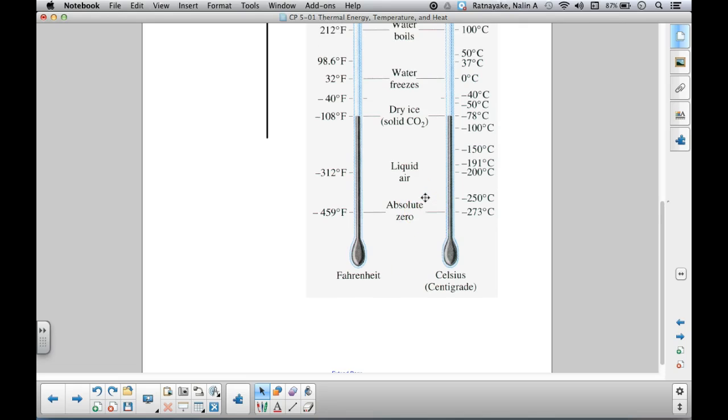And we're going to talk about absolute zero on the next slide, but this is about as cold as you can get. Not about as cold as you can get. It is as cold as you can get. Absolute means the final, as far as you can go, zero. So the coldest you can possibly get is about negative 460 degrees Fahrenheit and about negative 273 degrees Celsius.